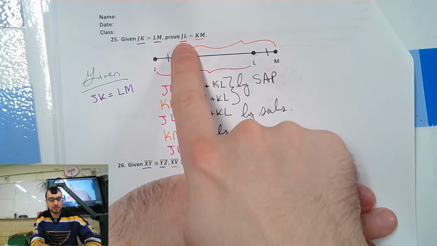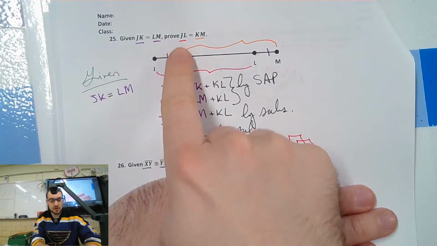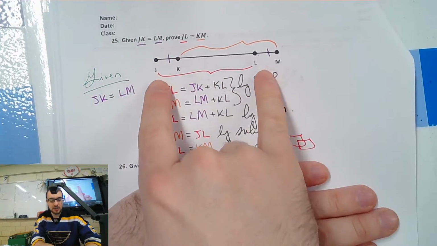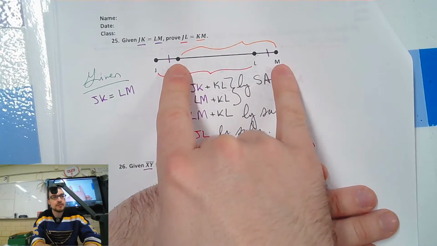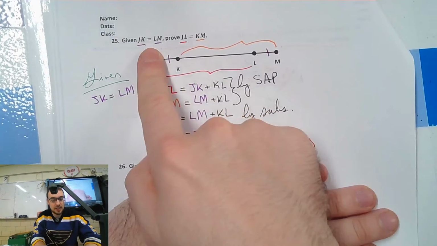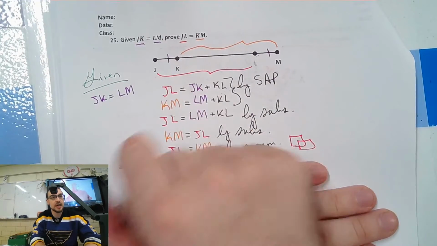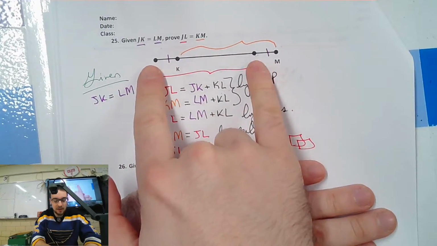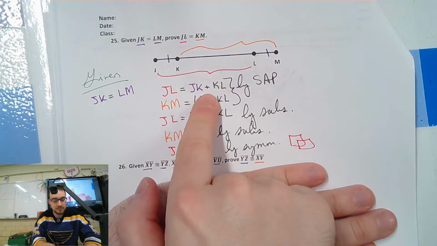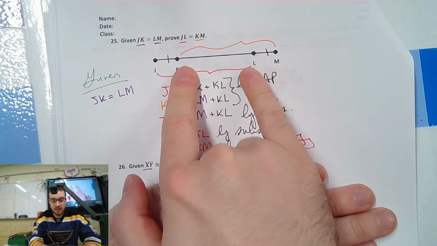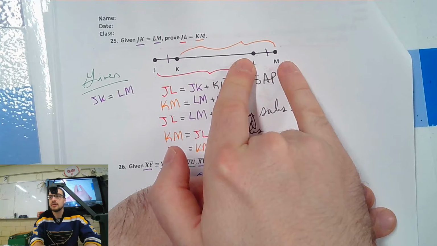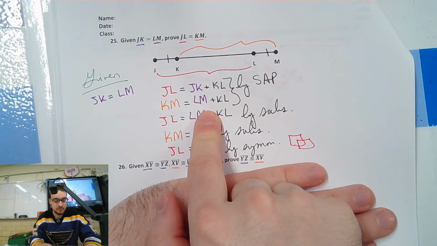Then it says something about JL and KM together, so I labeled those with red and orange. The red part is this, JL. And the orange part is this, KM. Now, we don't know anything about JL and KM. They didn't give us anything, so I have to get it from the diagram. Notice that JL is JK plus KL, so I wrote that down. Also notice that KM is KL plus LM. So I wrote that down.